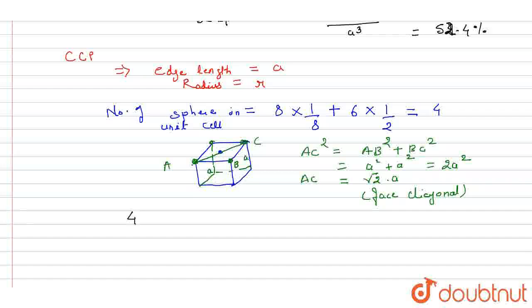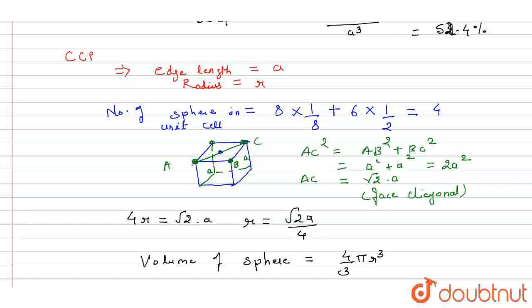So let's compare these values. Here we get 4r is equal to root 2 into a. So from this we get the value of r, that is equal to root 2 a upon 4. Now, as we know, the volume of a sphere is equal to 4 by 3 pi r cube.